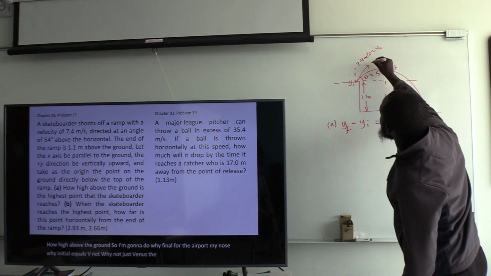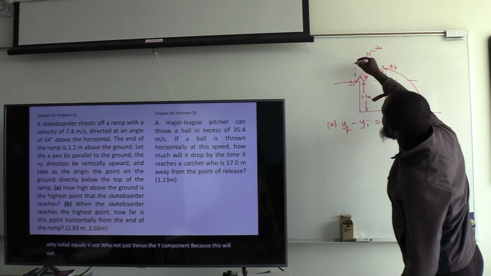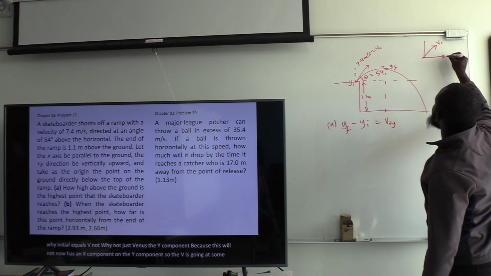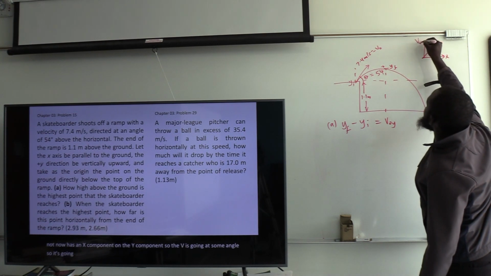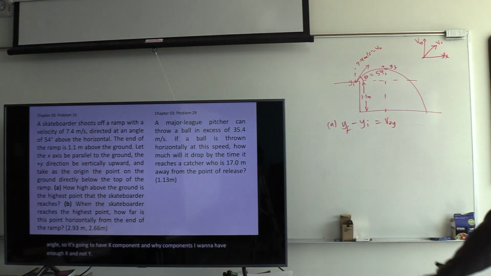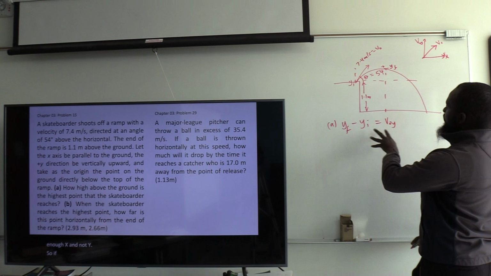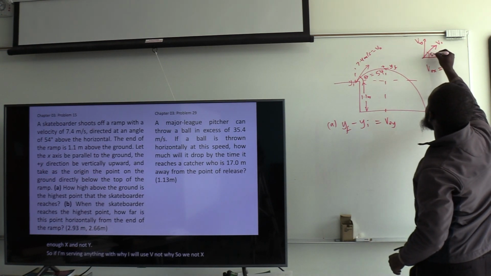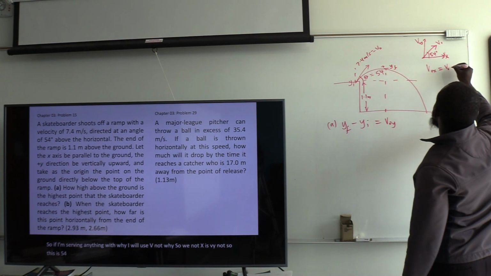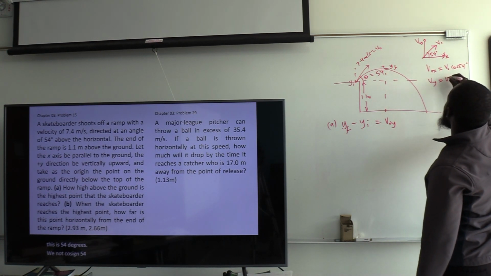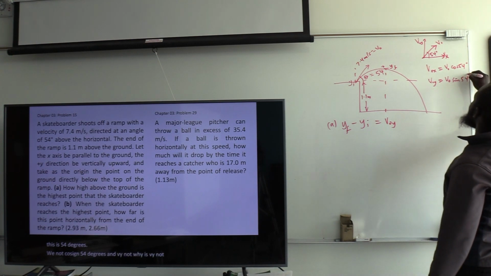Because this v naught now has an x component and a y component. So the v is going at some angle, so it's going to have x component and y component. So I'm going to have v naught x and v naught y. If I'm solving anything with y, I will use v naught y. So v naught x is v naught cosine 54 degrees, and v naught y is v naught sine 54 degrees.